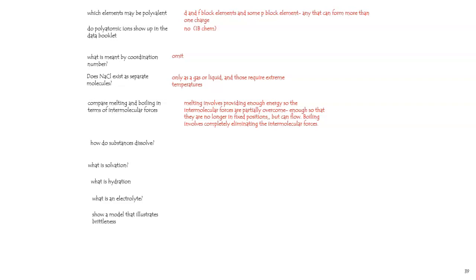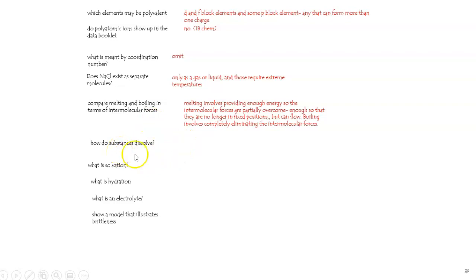Okay, so when something melts, the intermolecular forces become fluid, if it's a covalent substance, right? Those intermolecular forces become fluid. If it's something like a lattice, well, the lattice turns from a fixed lattice into a fluid lattice. And once you break them completely, you have a gas.